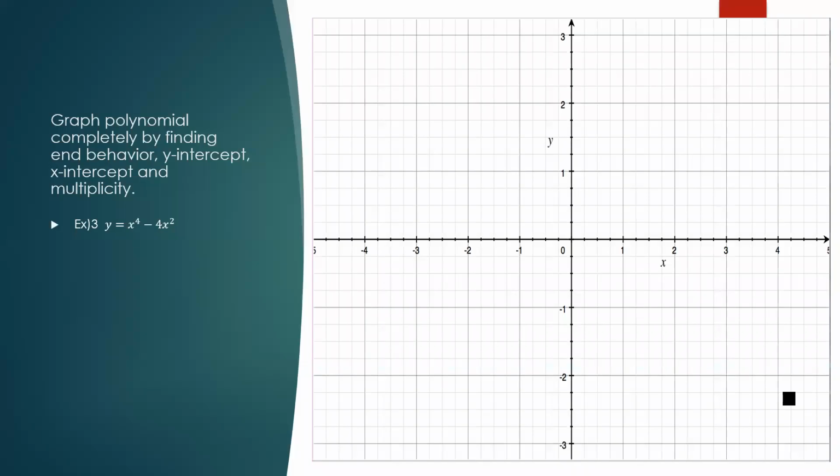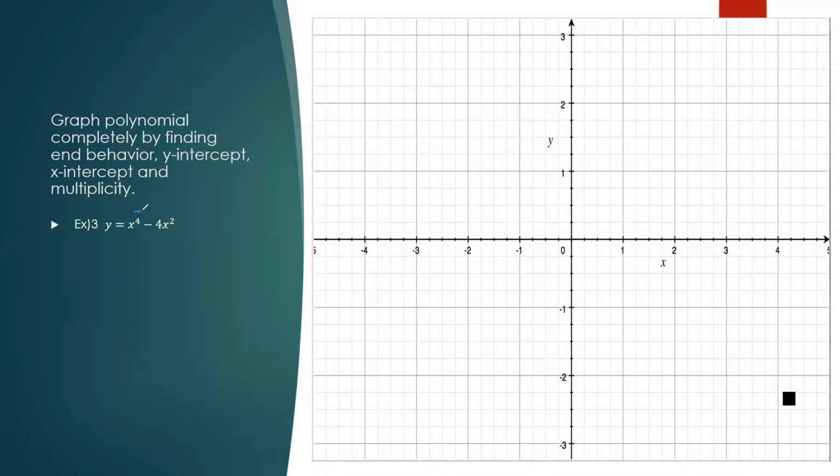Hello, this is part 2 of graphing polynomials completely. So let's just move on to example 3. We have to graph this by finding end behavior, y-intercept, x-intercepts, and multiplicity. So let's start with step 1. Let's find the end behavior.